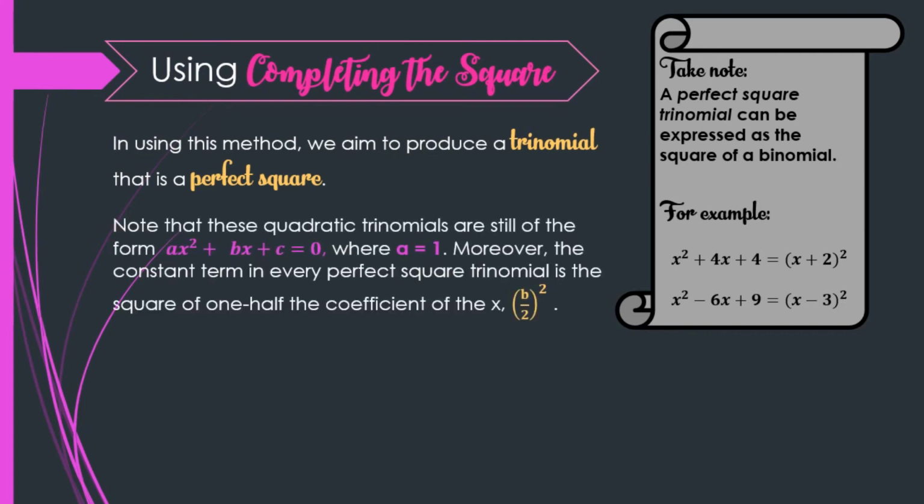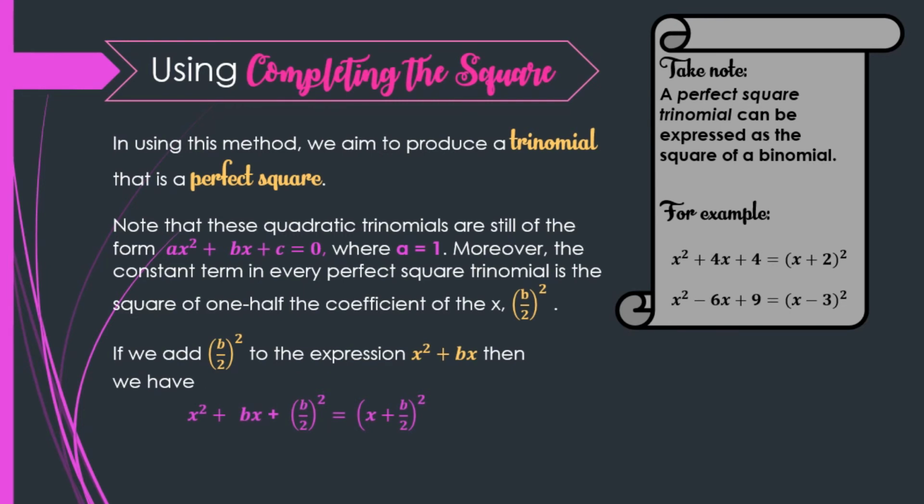Note that these quadratic trinomials are still of the form ax squared plus bx plus c is equal to 0, where a is equal to 1. Moreover, the constant term in every perfect square trinomial is the square of 1/2 the coefficient of x, or b halves squared. If we add b over 2 squared to the expression x squared plus bx, then we have x squared plus bx plus b over 2 squared is equal to x plus b over 2 squared.